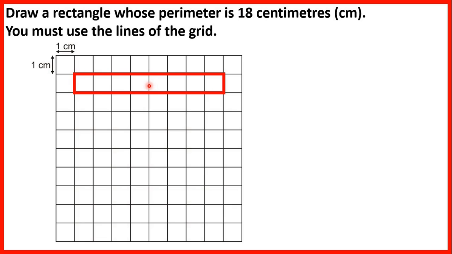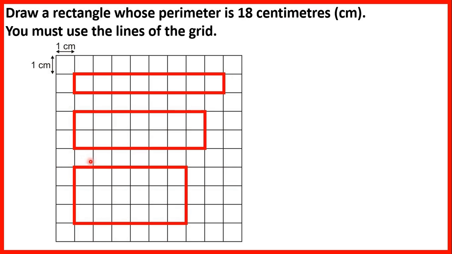Or the way I would think about this, 2 times 8 is 16, 2 times 1 is 2, and 16 plus 2 is 18. And that's a rectangle because we have opposite sides of the same length. We could also have a rectangle like this, with a length of 7 centimetres and a width of 2, because 2 times 7 is 14, 2 times 2 is 4, and 14 plus 4 again is 18 centimetres.